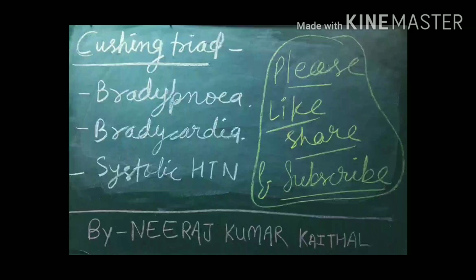Next is Cushing triad. It includes bradypnea, bradycardia, systemic hypertension.